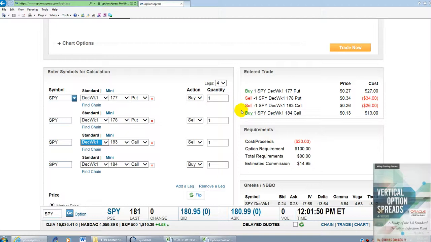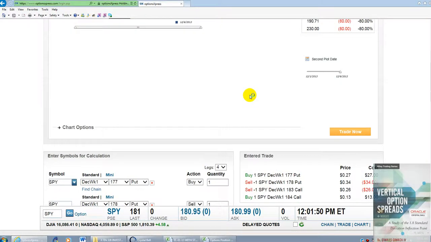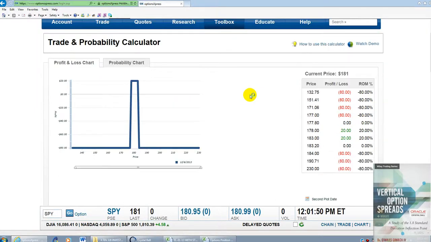The reason is, if you stop and think, the 177 put is covering me from too much loss on being short the 178 put. And the long 184 call is covering my short position in the 183 call. So I can never lose that much. However, I can gain a little bit.